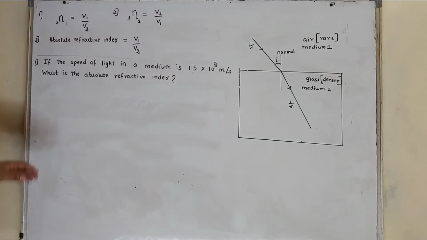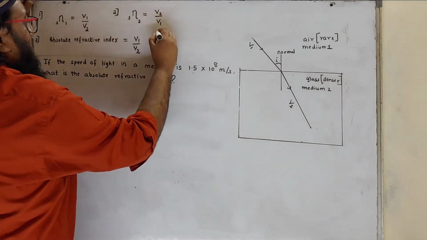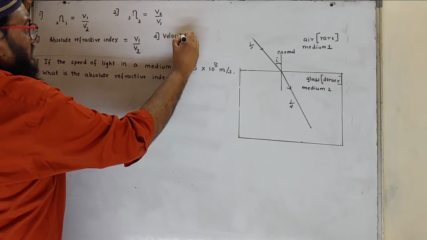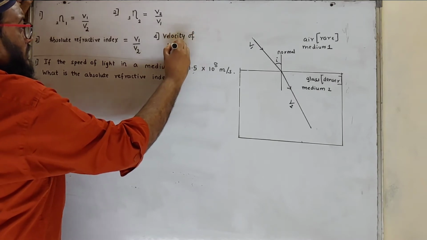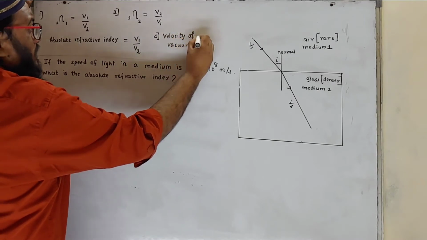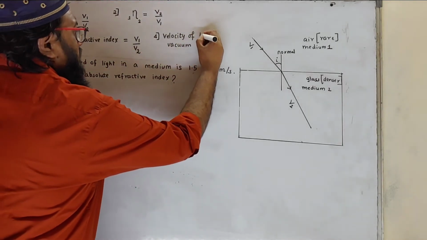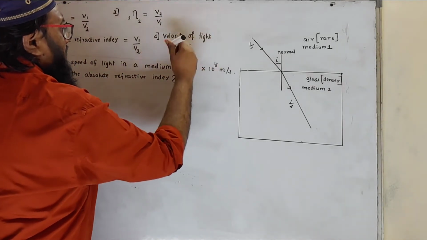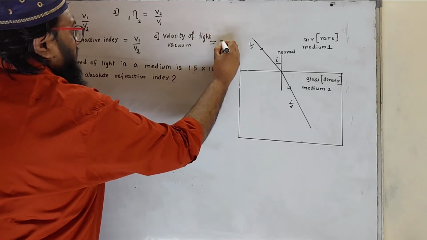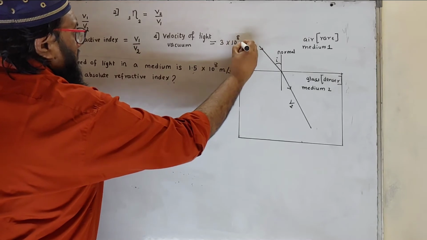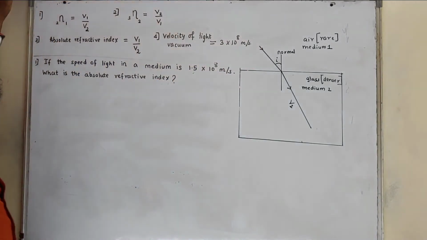Now one thing you should remember, formula number 4, the velocity of light in vacuum. Even if it is not given, you should remember it. What is the velocity of light in vacuum? It is 3 into 10 raised to 8 meter per second.